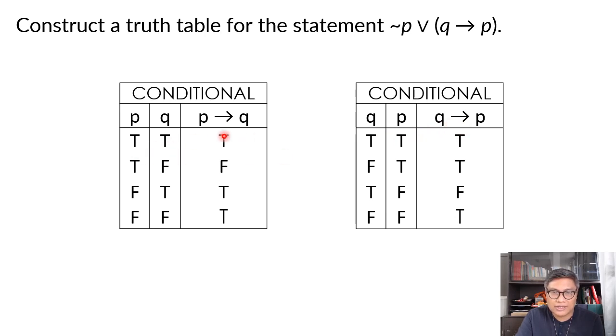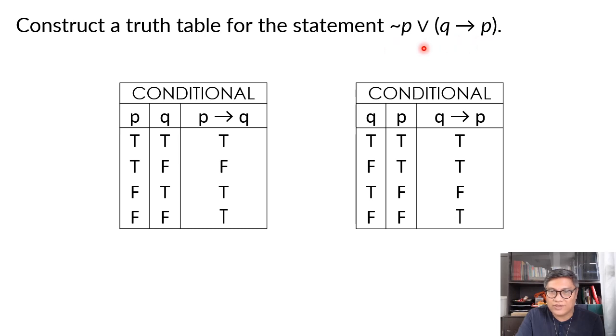So in the conditional, class, be mindful. If both are true or both are false, then it's a true statement. But there is one here: if the first is false and the second is true, then it is true. Otherwise, if the first is true and the second one is false, then it is a false statement. So we have to apply that rule. Both are true here, so we have true. The first one is false, the second one is true, so it's true. The first one is true, the second one is false, so it is false. And both are false, then it must be a true statement. So this one here, class, is already our truth table for this part only.